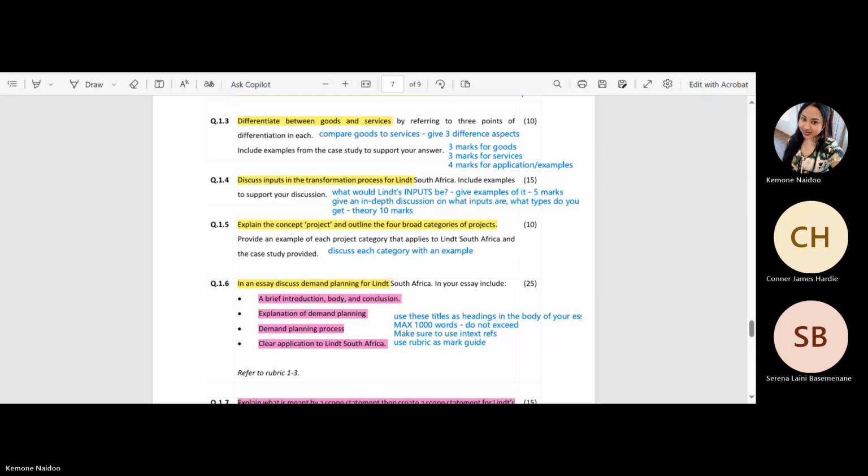1.3. So 1.3, we are asked to differentiate between goods and services. So we need to refer to 3 points. Okay, so when you are giving a comparison between goods and services, you need to have 3 really good aspects within each that show that they are different. So when you are asked to differentiate, remember, you need to identify and explain the differences.